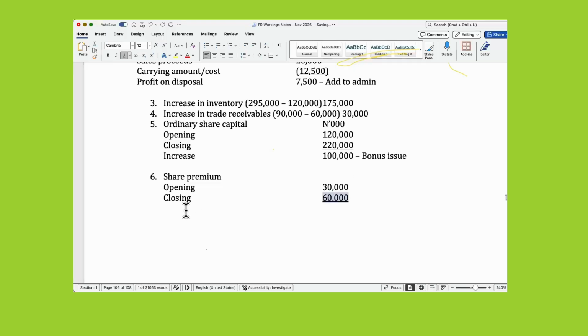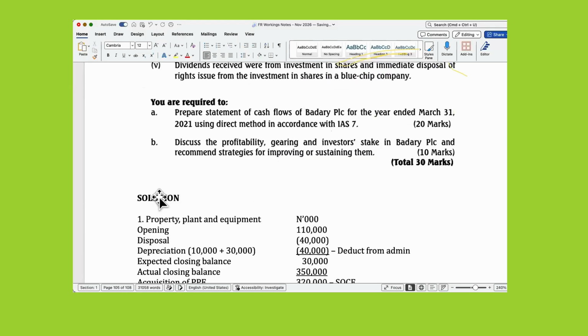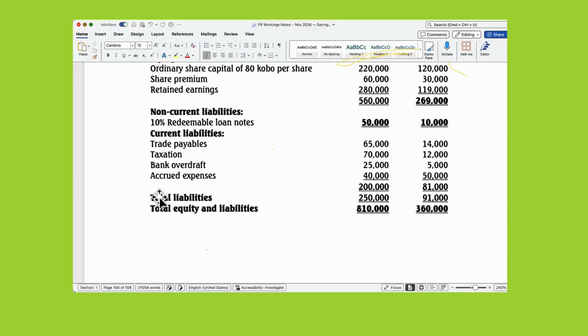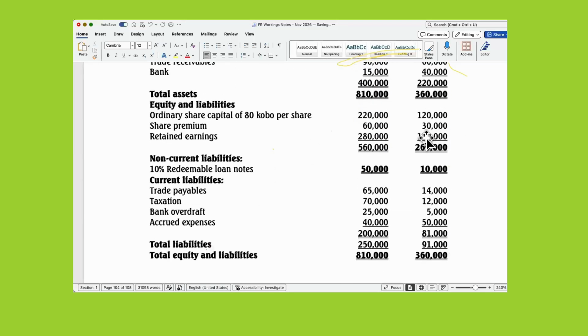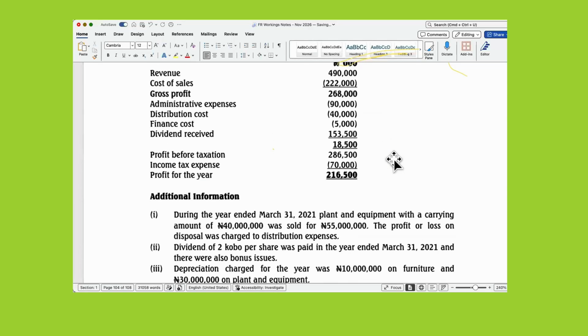So there's an increase of how much? 30,000. Ordinarily this should go to cash flows, but I can attribute it to that bonus as well. However, my retained earnings: what was my opening retained earnings, from the question? It was 119.